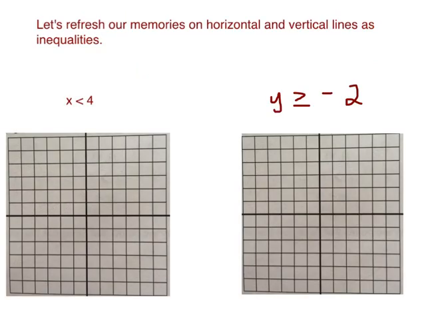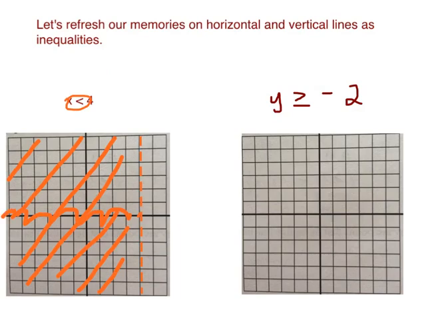We're going to quickly just refresh our memories on horizontal and vertical lines as inequalities. Don't forget that this symbol means that it's going to be dotted. So I'm going to put a dotted line where x is equal to 4. 1, 2, 3, 4. And now I'm going to draw my dotted line through x equals 4. I'm also going to shade to the left because the arrow is pointing to the left, and I want to have all x values that are less than 4 shaded in, and therefore I do right there.